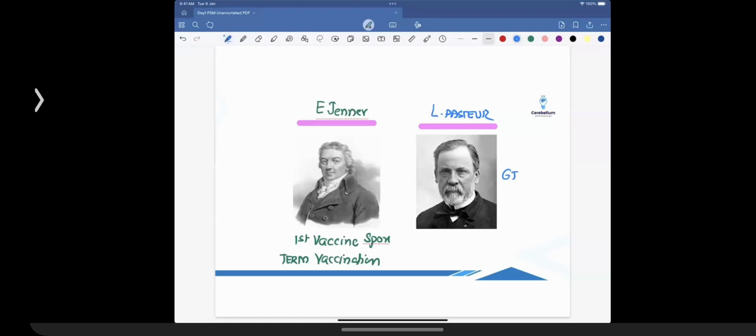Louis Pasteur. Yes, germ theory of disease, pasteurization, and in terms of immunization, he gave the term vaccine. Right? He also developed rabies and anthrax vaccines later. Louis Pasteur died in France. You have to remember his death occurred in France.